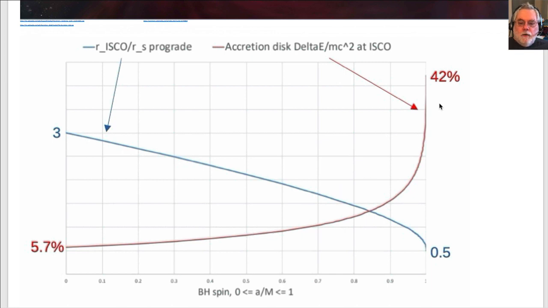For a maximally rotating black hole, accretion disk particles can radiate up to 42% of their rest mass energy, 60 times the energy that nuclear fusion releases. Extremely bright in X-rays, gamma rays, and optically. That's where the energy for quasars is coming from.